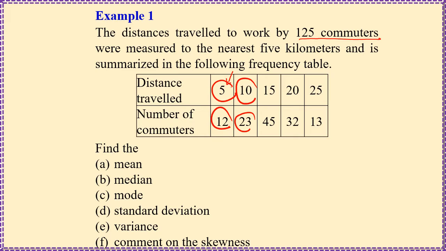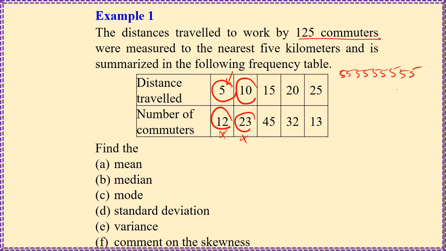So if we put it in raw data, we need to list out 5, 5, 5, 5, 5, 5, 5 for 12 times. Also for 10, we need to list out 23 times. So it will be messier. The data will be so long. So that's why we simplify into this type of table. So we know this 5 is repeated 12 times, this 10 repeated 23 times, 15 repeated 45 times, 20 repeated 32 times, 25 repeated 13 times. If we put in raw data, it will be like this.